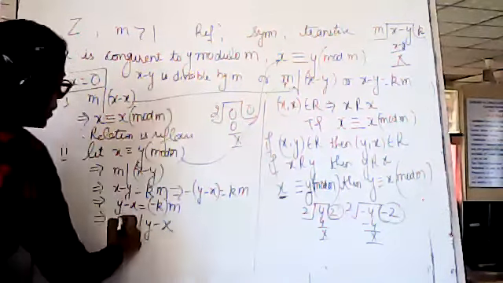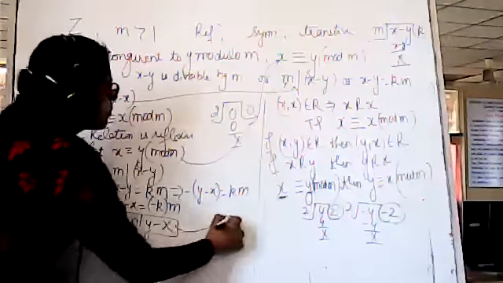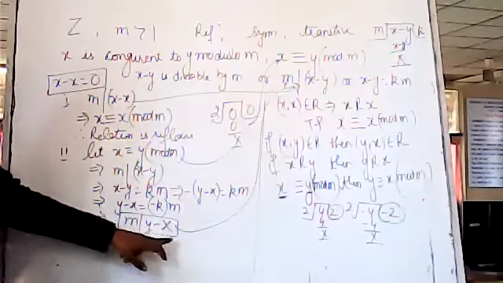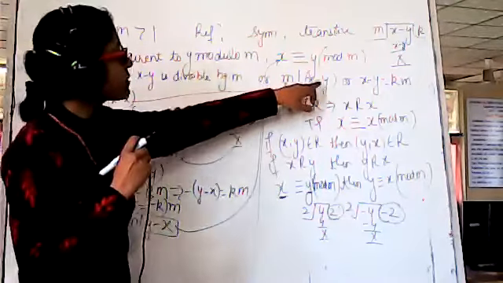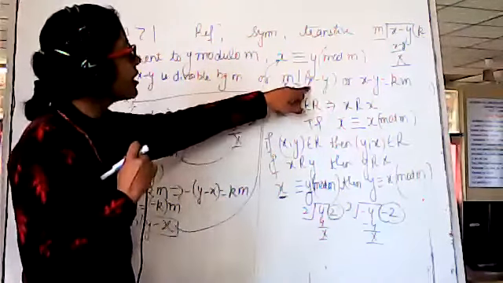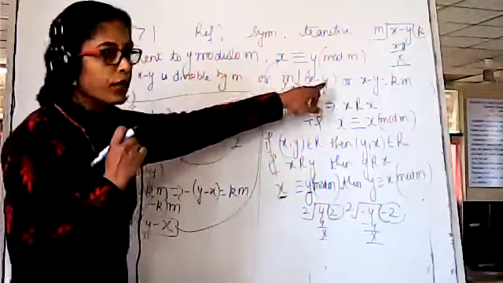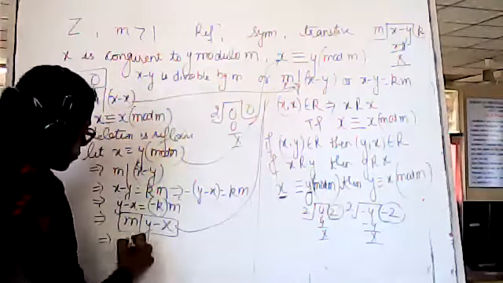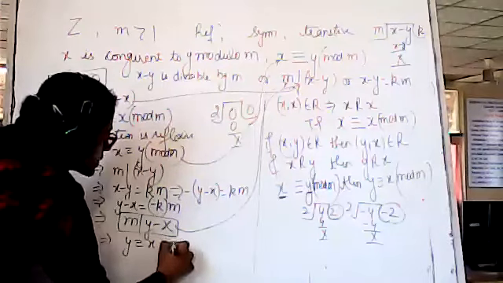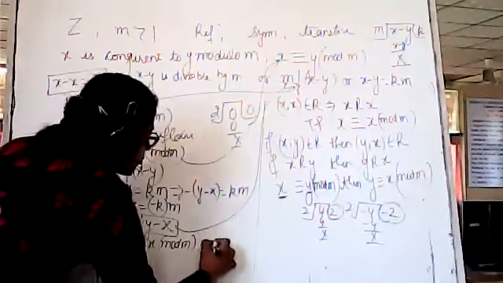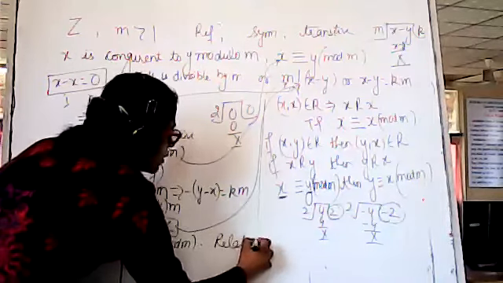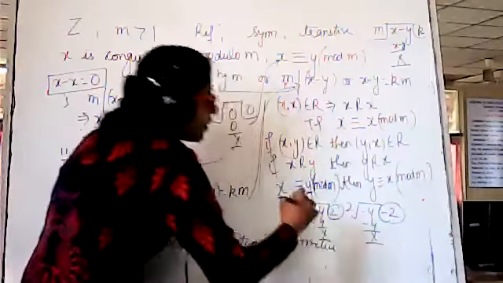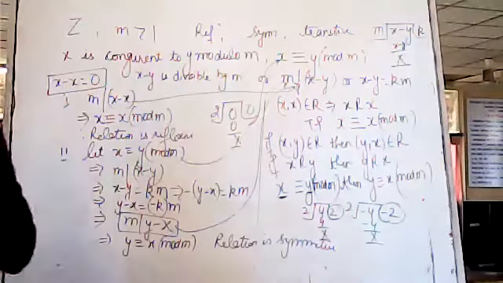Again, we will compare this relationship with this condition. m divides y minus x. If m divides x minus y, then we have x is congruent to y mod n. So here what is m dividing? y minus x. It means that y is congruent to x mod m. Therefore, the relation is symmetric.